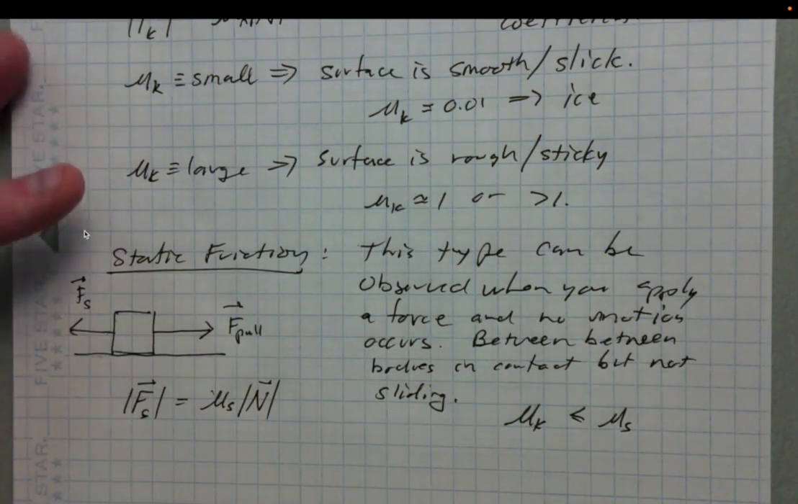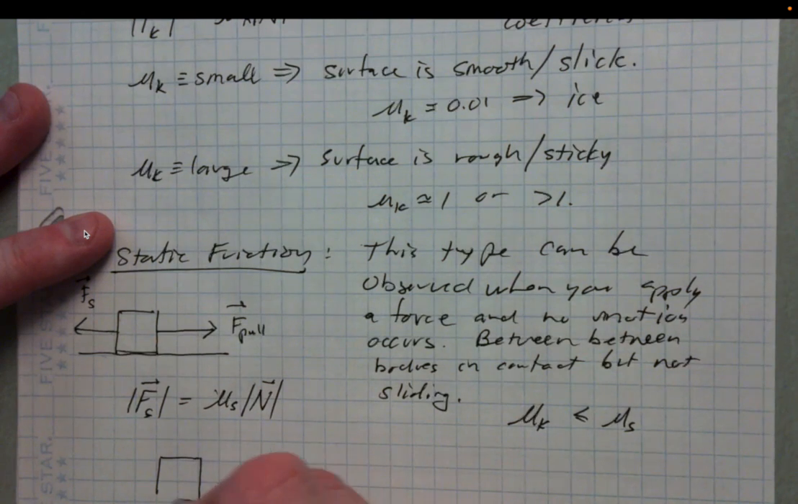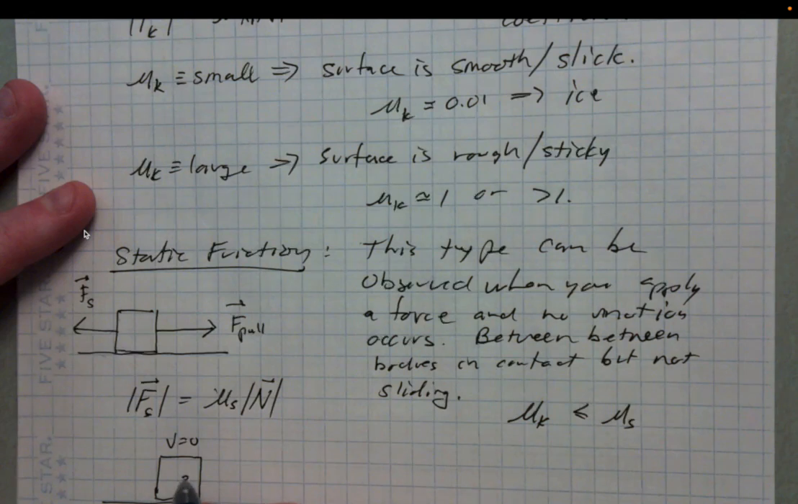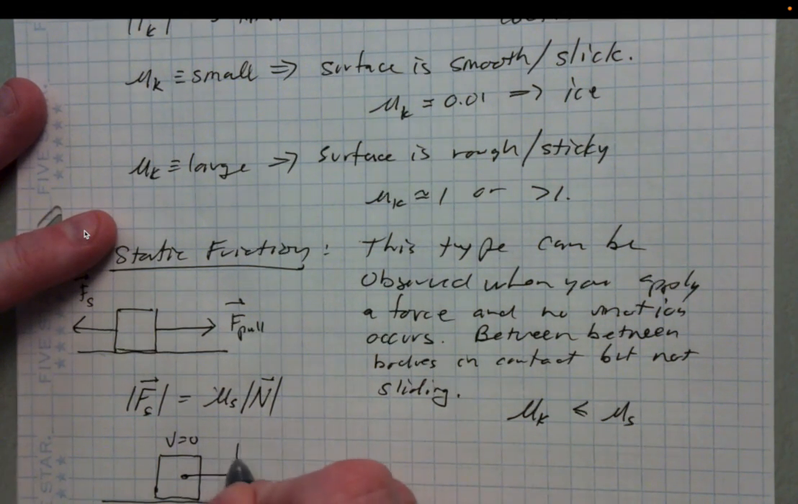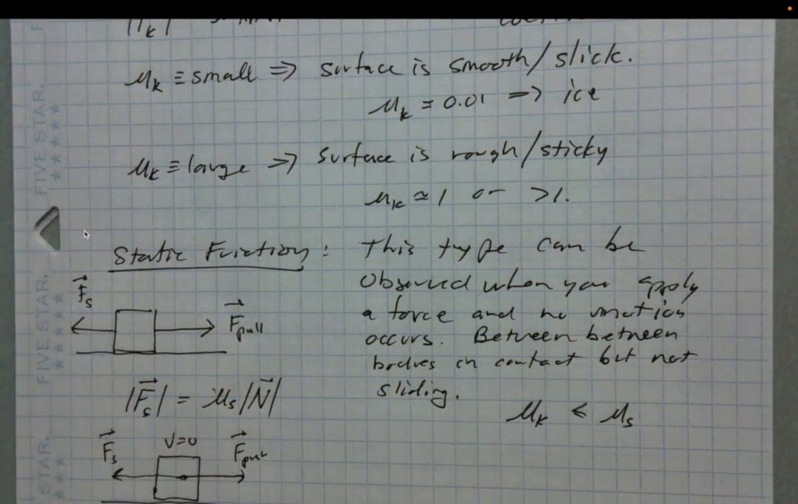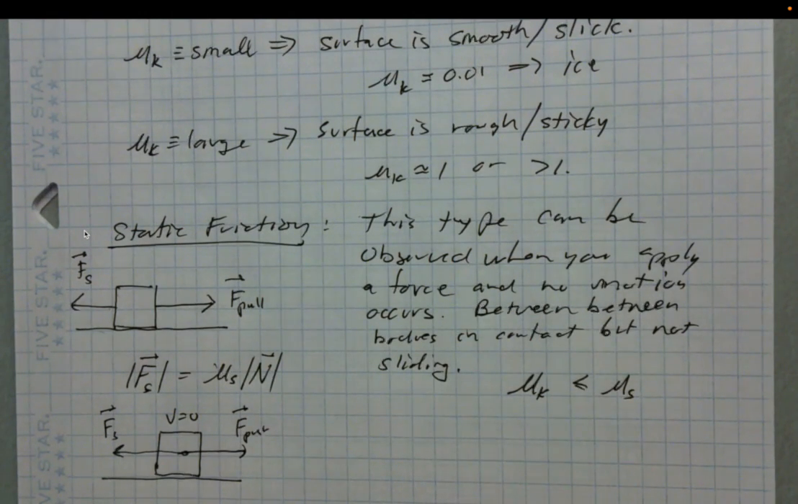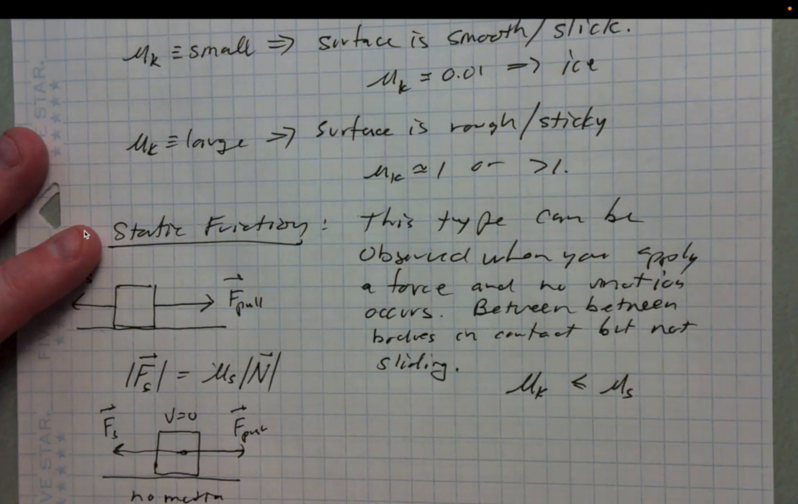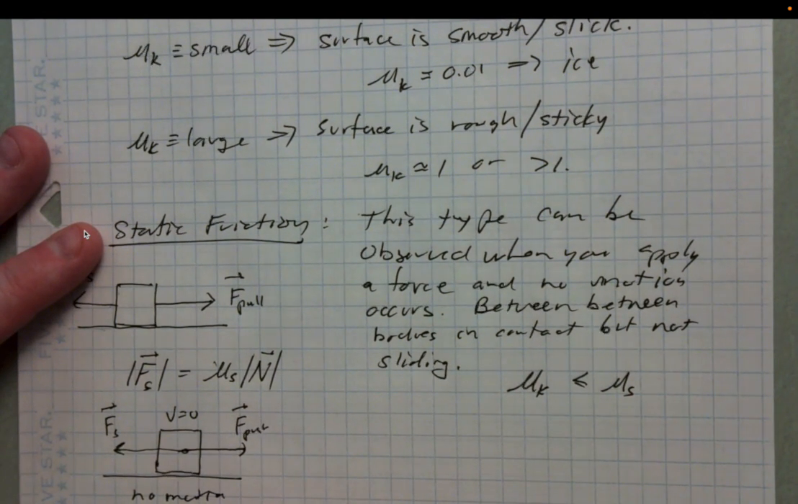Right, and so just to further illustrate this point, I've got a block sitting on a tabletop, velocity equals 0, despite the fact that I'm applying a force. And that's because in the opposite direction, the static friction force is matching my pushing force, and hence no motion. Velocity is equal to 0 because the static friction magnitude is equal to the push magnitude.